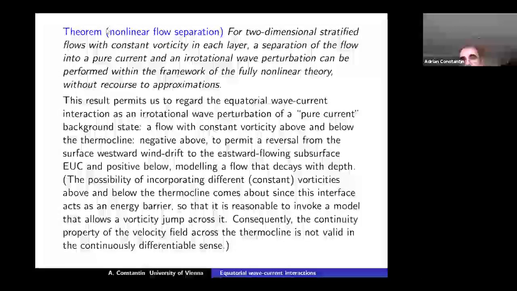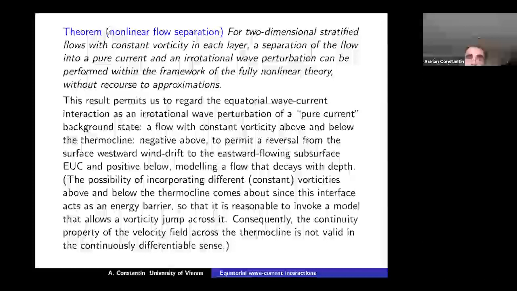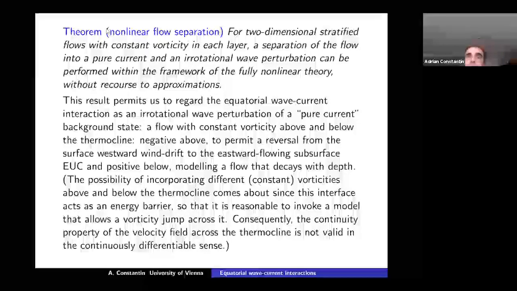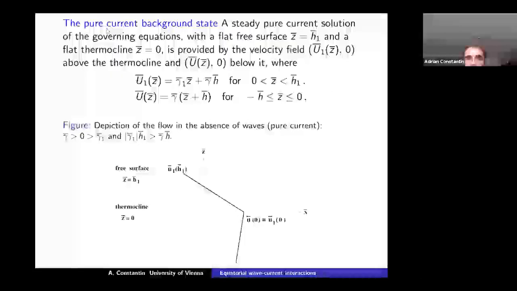So for constant vorticity, you can split the flow field into a pure current and an irrotational wave perturbation of this, at the level of full nonlinear theory without approximations. And this is helpful because we will see the details in a moment. So now this explains a little bit this current business.